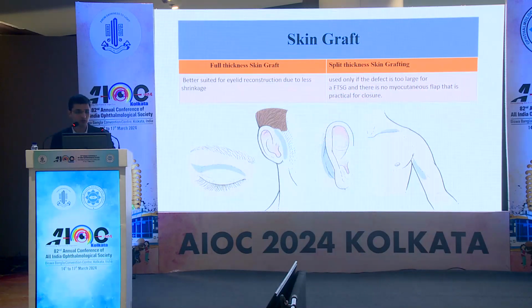Coming to skin grafting, it can be divided into full thickness skin grafts or split thickness skin grafts. In ophthalmic plastic surgery and eyelid reconstruction, full thickness skin grafts are better suited. This image shows the common sites from which we can harvest the grafts. It can be the contralateral eyelid skin, the preauricular or postauricular area, and the supraclavicular area.